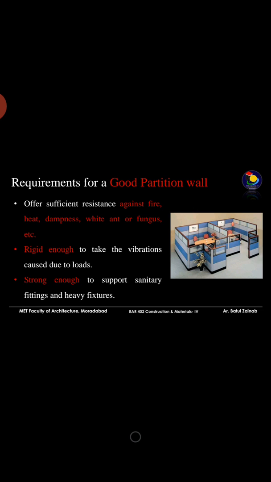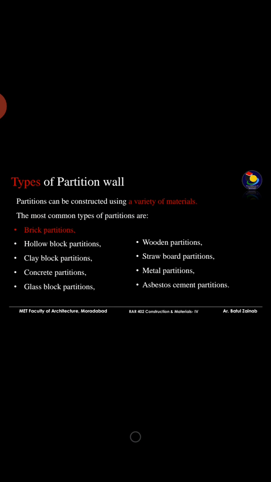Offer sufficient resistance against fire, heat, dampness, white ant or fungus, etc. They should be rigid enough to take the vibrations caused due to the loads. They must be strong enough to support sanitary fittings and heavy fittings, etc. if required on that particular wall. So coming on to the types of partition walls, generally partition walls can be constructed using a variety of materials.